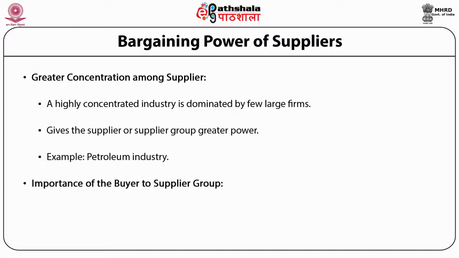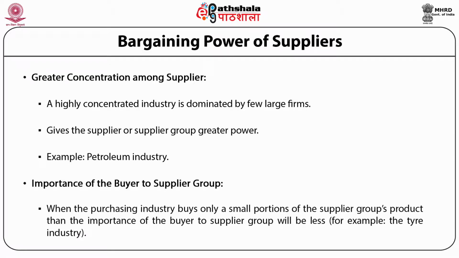Importance of buyer to supplier group. In case the purchasing industry buys only a small portion of the supplier group's product, then the importance of the buyer to the supplier group will be less. For example, in the tire industry, the sales of bicycle tires are relatively more important as compared to automobile tires.